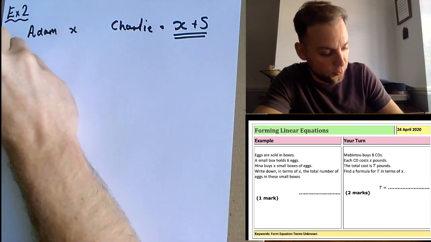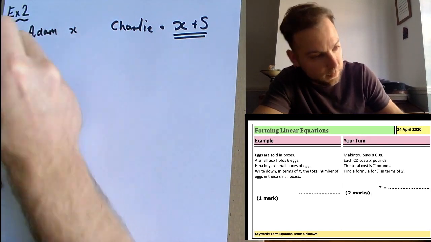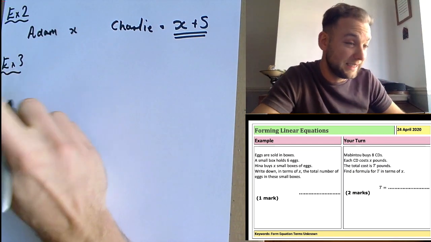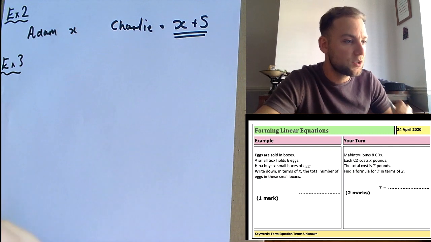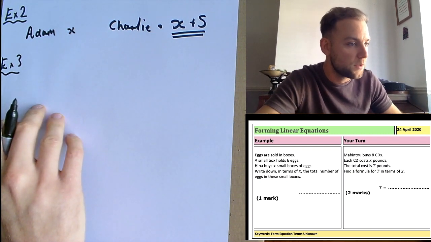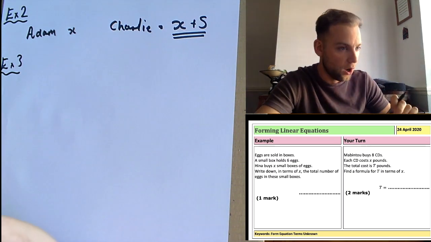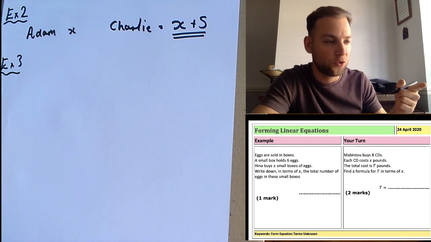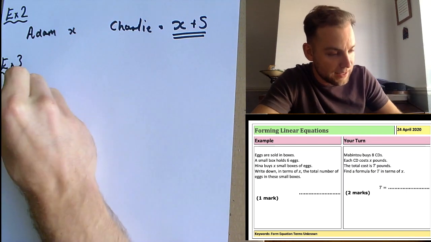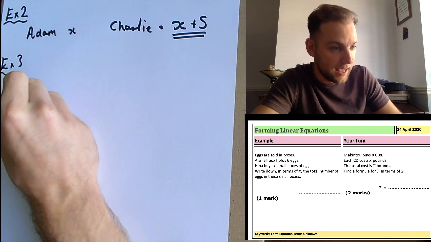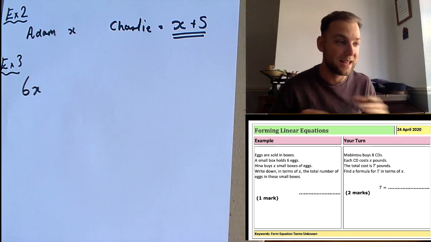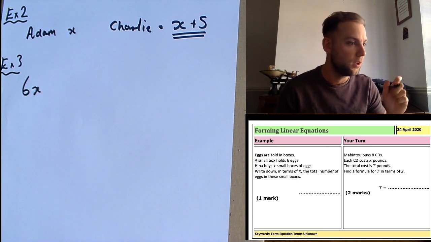So this is example 3. So eggs are sold in a box. A small box of eggs holds 6 eggs. Hina buys X small boxes of eggs. Write down in terms of X the total number of eggs in these small boxes. So a box holds 6 eggs and there's X amount of small boxes of eggs, which means that the first one here is 6x. There's 6 times the amount of small boxes and that's it. So that's that one done.